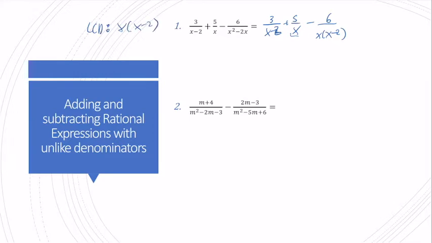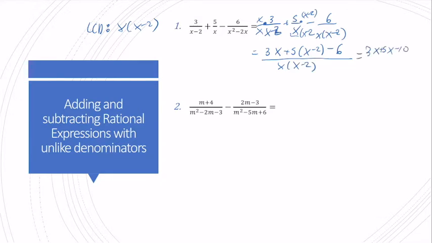So I'm going to multiply the first fraction by x over x, and the second by (x - 2) over (x - 2). So I have 3x + 5 times (x - 2) - 6, all over x times (x - 2). And man, I need to simplify that numerator. So I have 3x + 5x - 10 - 6, that over x times (x - 2).